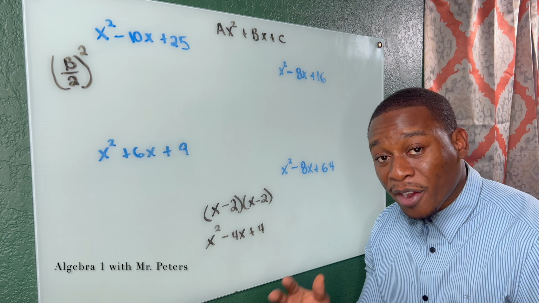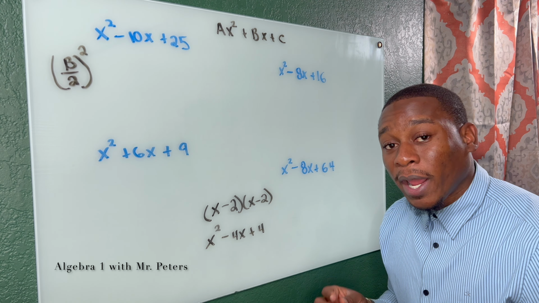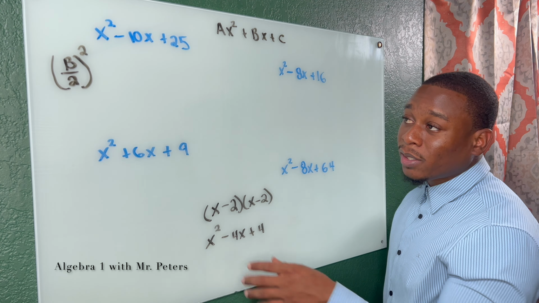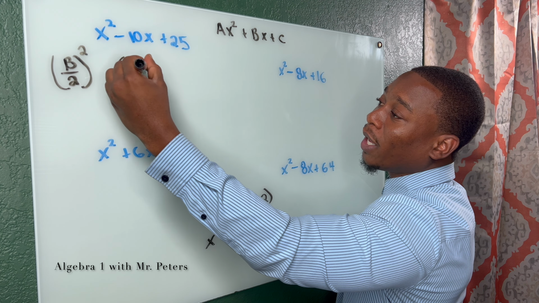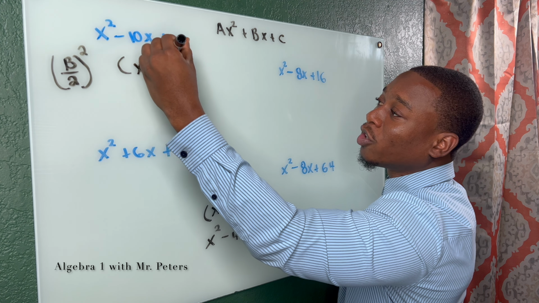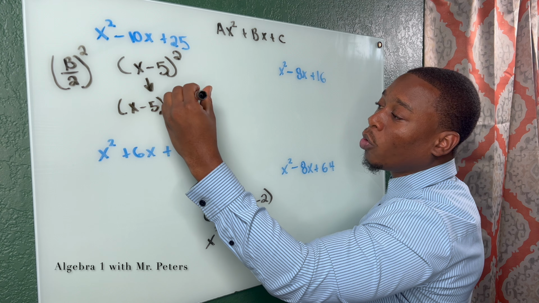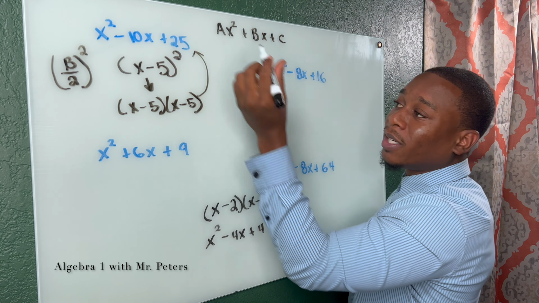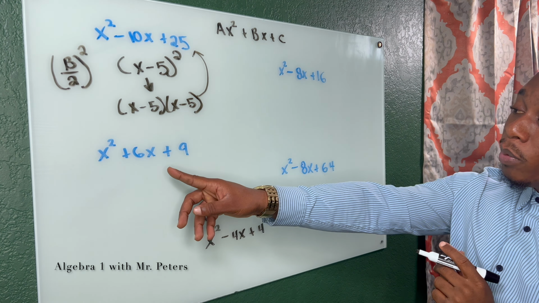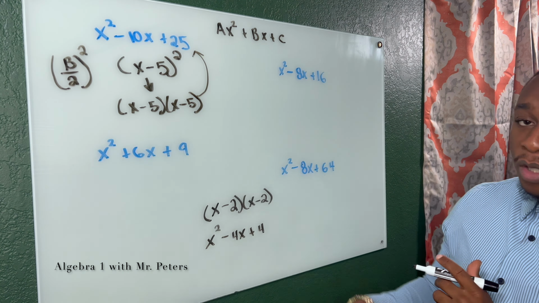And the binomial is going to be whatever your answer is after you divide b by 2. So in this one, we have negative 5, right? So the perfect square trinomial will be x minus 5 squared. If we write this out and multiply by FOILing, right, we would get this as an answer. Now we go to problem number 2. Half of 6 is 3. 3 squared is 9. So yes, this is a perfect square trinomial.